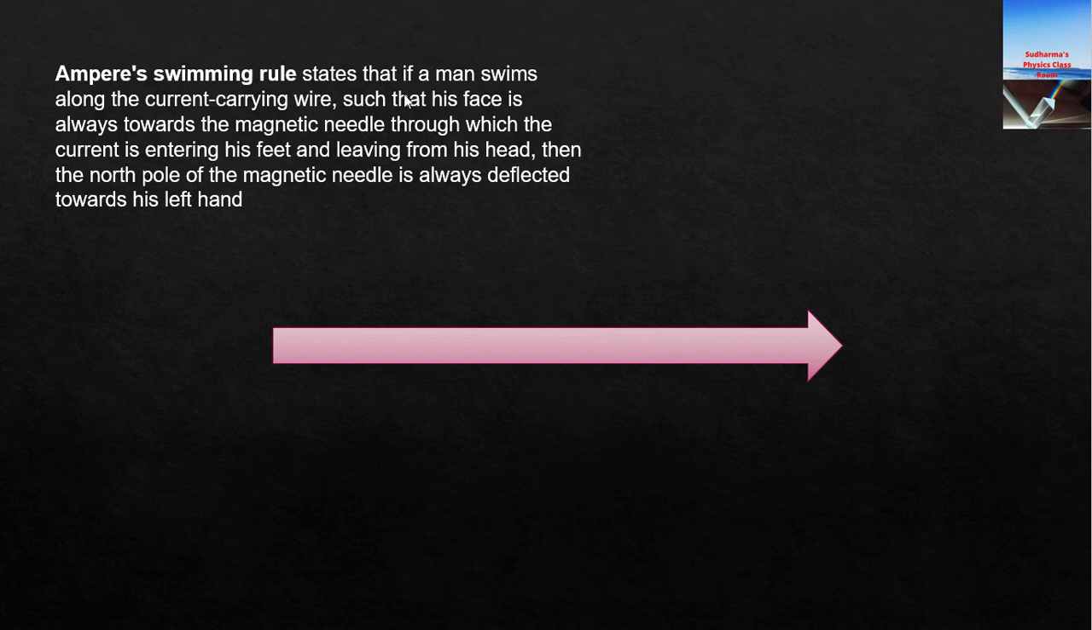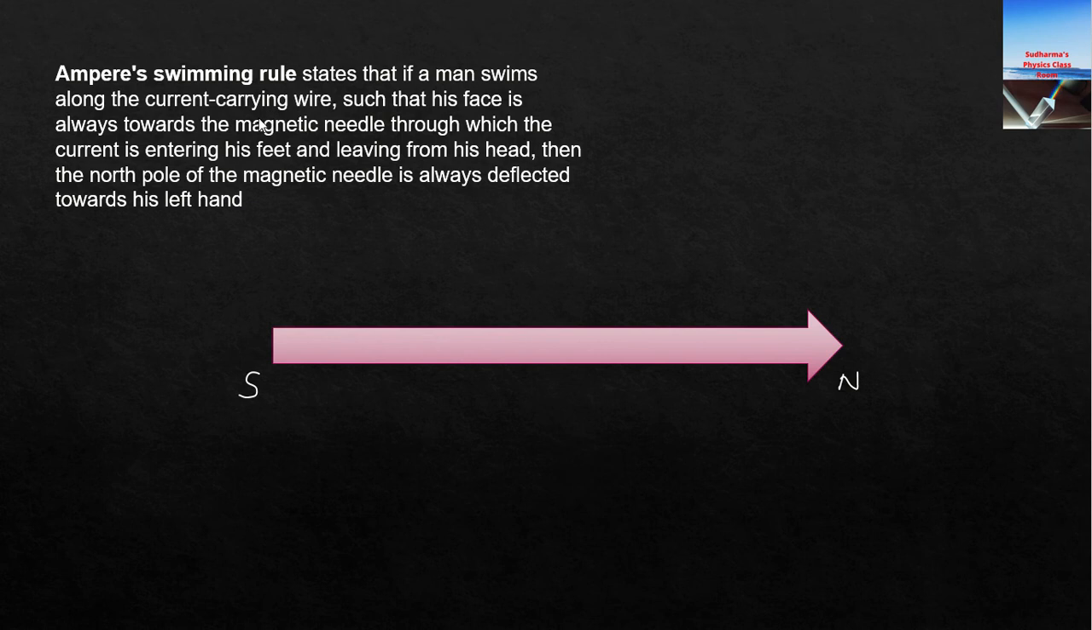It states that if a man swims along the current carrying wire such that his face is always towards the magnetic needle, with the current entering his feet and leaving from his head, then the north pole of the magnetic needle is always deflected towards his left hand. It's very simple. We take a person who is going to swim in the direction of current. As per our question, the current is from south to north.